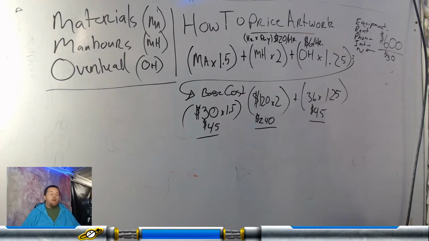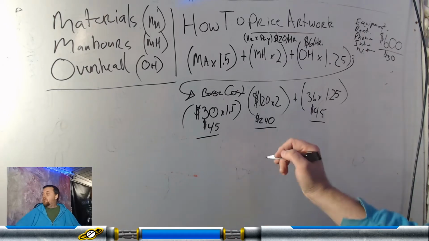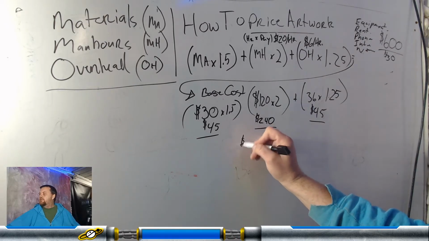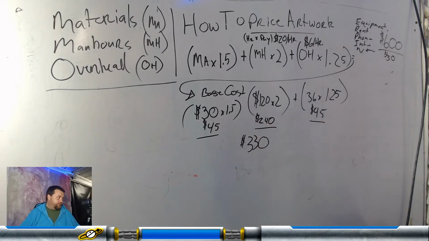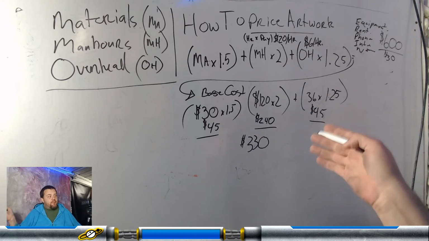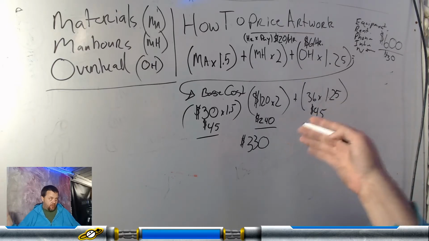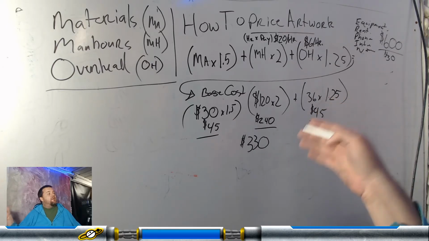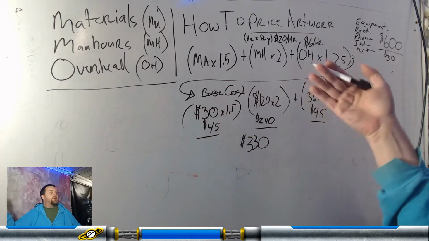So right now I know that our base cost is going to be $330. That's not bad for a painting, but this does not make you any money. This is the cost where if you sold this as is, you have a job. You're not making money as an art business.